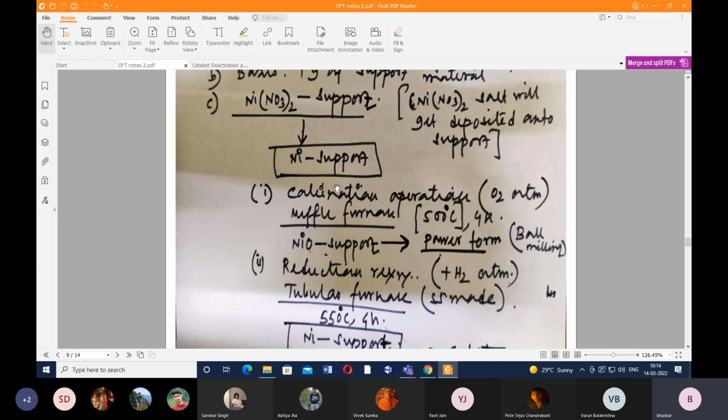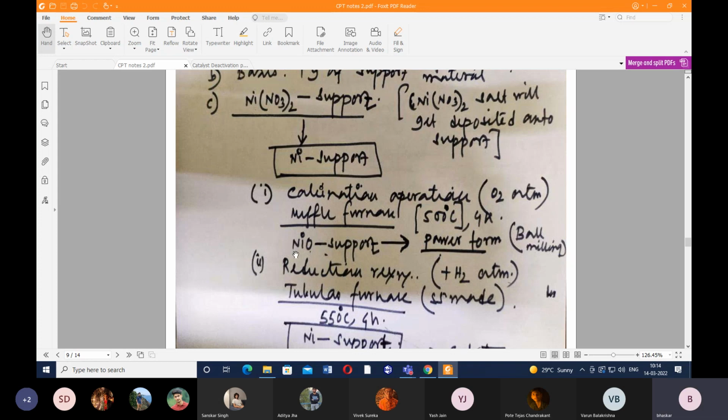But the moment we have done these operations, we again end up with a lumpy material. So we go for the ball milling operation to make it into powder form. Here I wrote "power form" by mistake, it should be powder form. By the ball milling operation, lumpy material, that means nickel oxide on a suitable support, will be transformed into its powder form. Now we have a powder made up of nickel oxide on a suitable support.